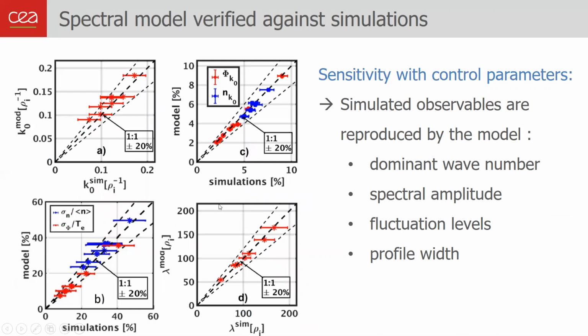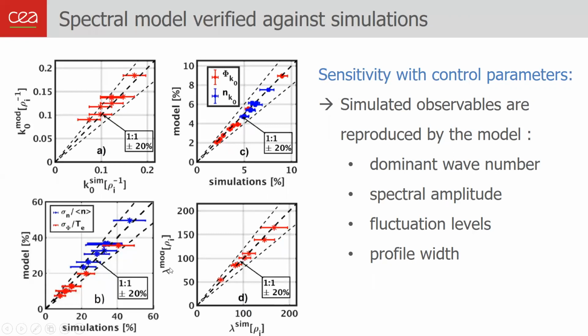We verified against a broad set of simulations where we varied density and, not density, sorry, the transit time, the parallel transit time, and the curvature factor G. And what you find over the simulation is that the model is able to capture the position of the dominant wave number, the amplitude of the potential and density spectra at this wave number, the level of fluctuation that you can measure, and which is more interesting for us is the profile width that we call lambda.